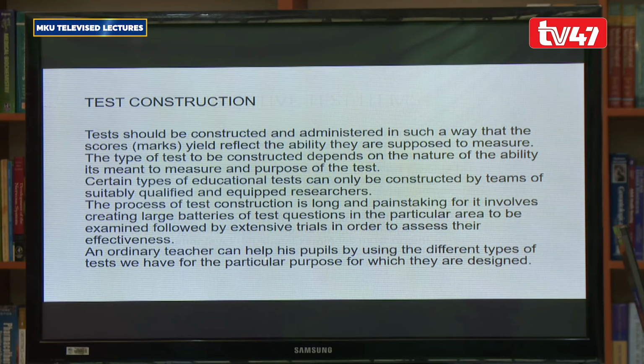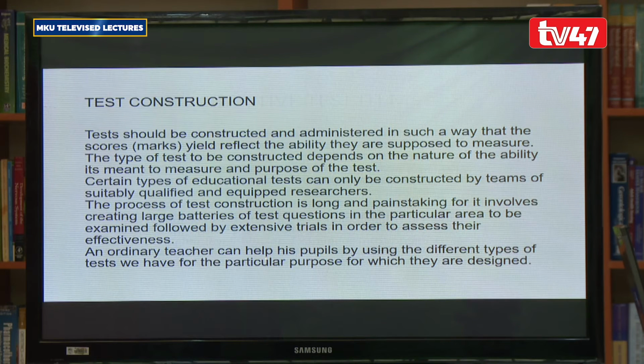And therefore, let's now move on and look at how we construct tests or different types of tests, and what are the important considerations that we make when we want to construct these types of tests. Now, tests should be constructed and administered in such a way that the marking or the scoring can reflect the ability of the learners that they are testing.